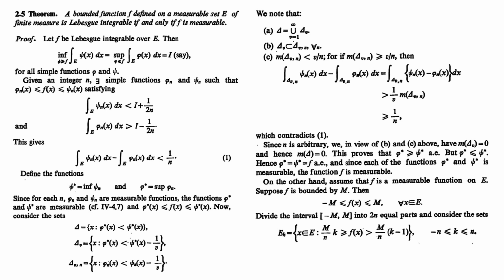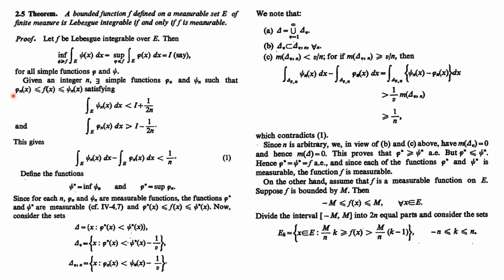So by the definition of Lebesgue integral, the infimum of the integrals of simple functions is the same as the supremum of the integrals of simple functions. That means the lower Lebesgue integral is the same as the upper Lebesgue integral, and say it is I. And here phi and psi are both simple functions such that f is less than or equal to psi and greater than or equal to phi.